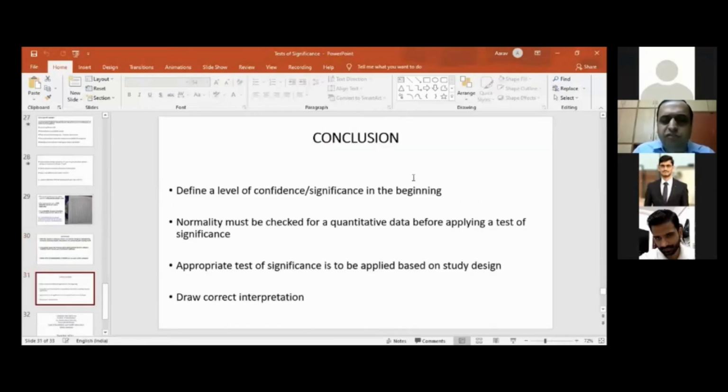So coming to the end of my lecture, if we have to do a test of significance, the level of confidence or significance and power have to be decided in the beginning. Normality has to be checked for quantifiable data. An appropriate test of significance has to be applied based on study design, and correct interpretation has to be drawn.